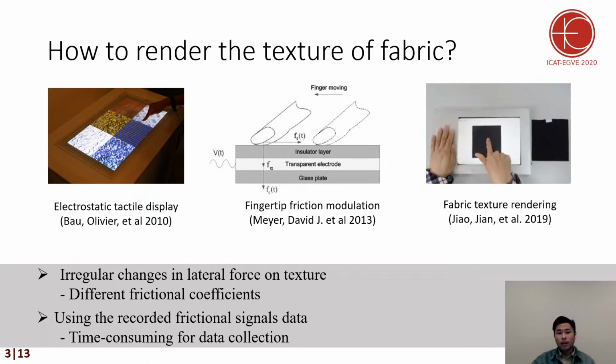Firstly, most real textures show irregular changes in lateral force on the surface, which makes the frictional coefficients also irregular. Second, it is feasible that we could use recorded frictional signal data from existing physical textures, but the data collection procedure is usually time-consuming and tedious, and the measured results also depend on the performance of the sensor during measurements.